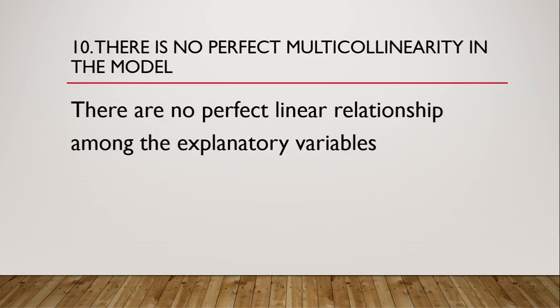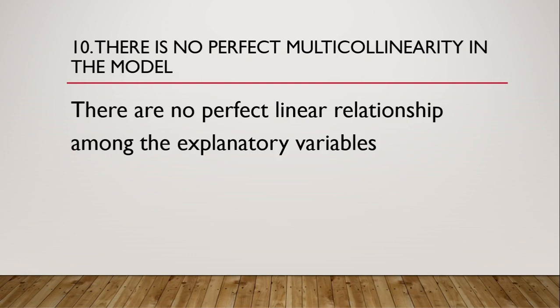This is the last assumption. There is no perfect multicollinearity in the model. That is, there should not be any perfect linear relationship among the explanatory variables. In the case of multiple regression models, there will be more than one explanatory variable, and the model assumes that there should not be any perfect linear relationship among the explanatory variables. If there is a perfect linear relationship among the explanatory variables, we say that there is perfect multicollinearity in the model.